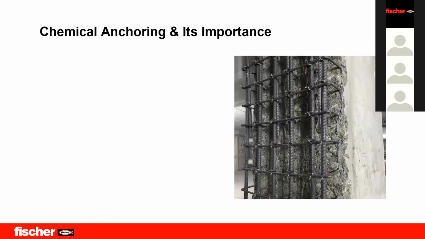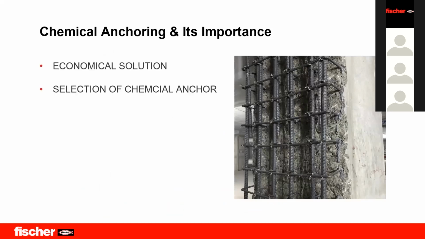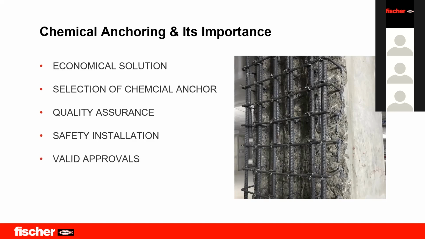It's very simple: we always look for an economical solution. So first of all, it's an economical solution. At the same time, the selection of a chemical anchor should be appropriate because there are different base materials available right now in the market. So the chemical anchor should be for the right base material. Then the quality assurance, which is the most important thing in the Middle East market, because the quality should be assured that it has the capacity to take the load, or can be used in the surfaces where we are providing. At the same time, safe installation. All these points will be taken care of once we cover the 10 factors of influence. And last but not the least, the valid approvals.